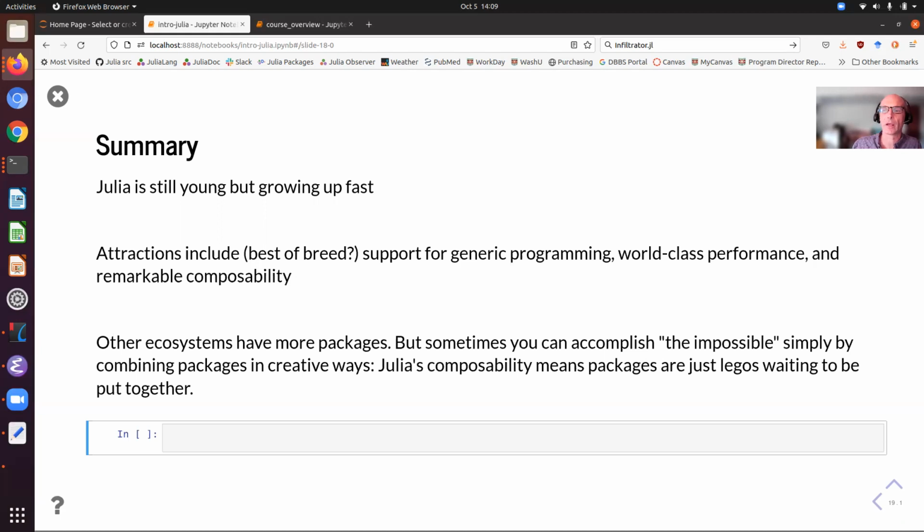It's easy to underestimate, I think, what you can do already with Julia, right? Some ecosystems have 10 to 100-fold more packages than Julia, but sometimes in Julia you can accomplish what might look almost impossible simply by combining packages in creative ways that aren't possible otherwise.